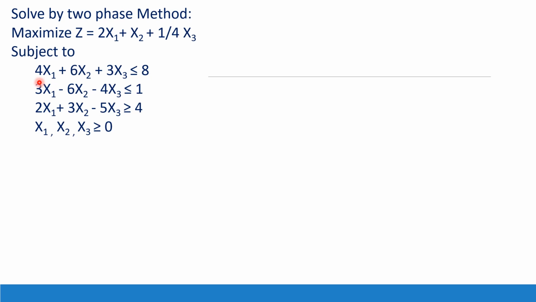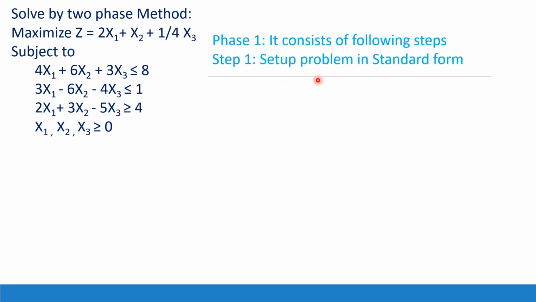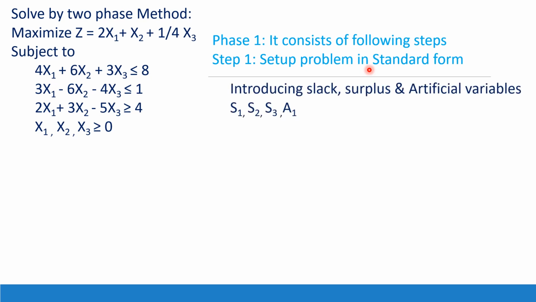Whenever less than or equal to inequalities appear in a constraint, we add slack variables, and whenever greater than or equal to appears, we subtract a surplus variable and also use an artificial variable in that constraint. The first step is setting up the standard format, introducing slack, surplus and artificial variables. These will be S1, S2, S3, and there will be one artificial variable in this same constraint.